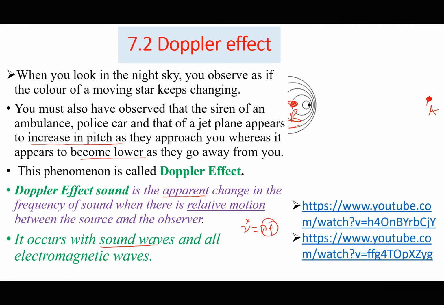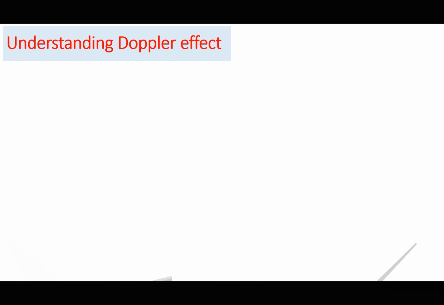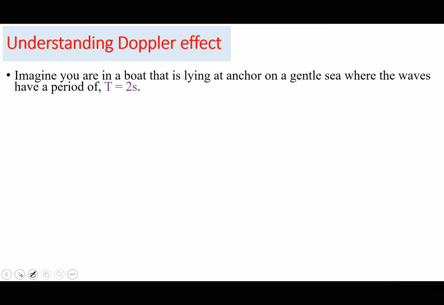Let's give a simple analogy of the Doppler effect. Let us imagine that you are in a boat that is lying at anchor on a gentle sea where the waves have a period of 2 seconds. What does this mean? It means that after every 2 seconds, a crest or a trough is going to hit the boat.